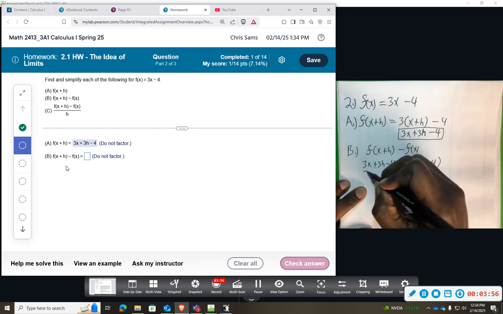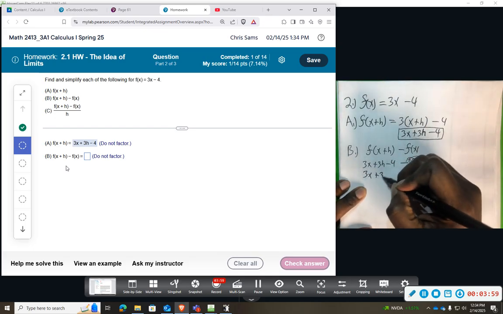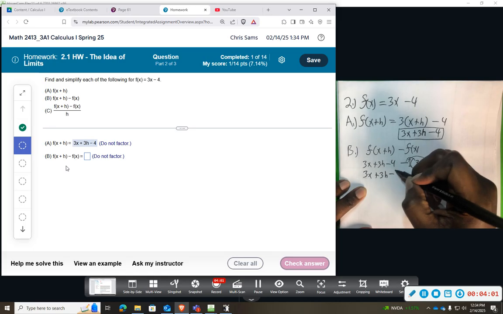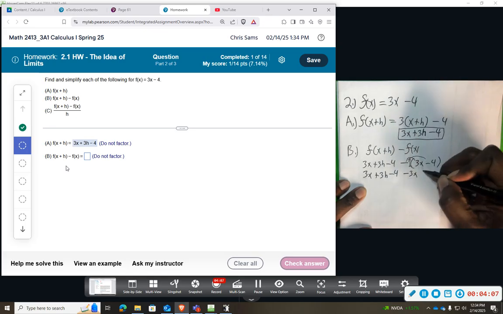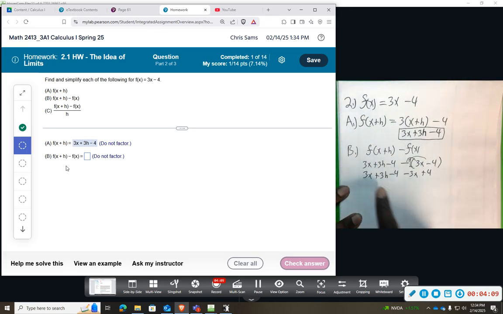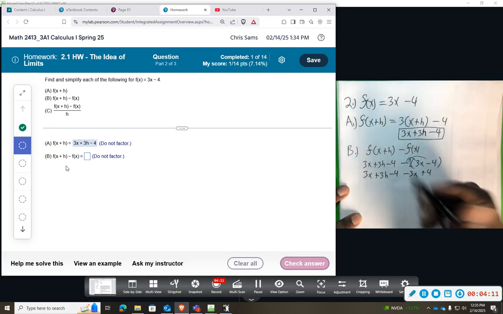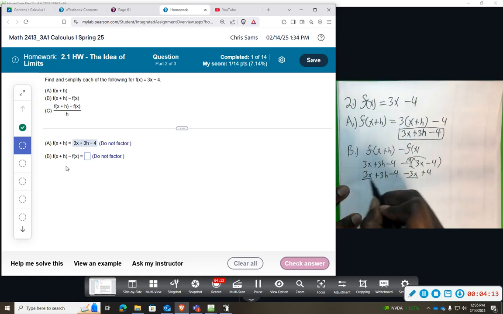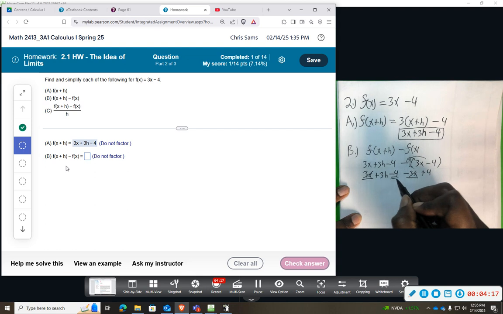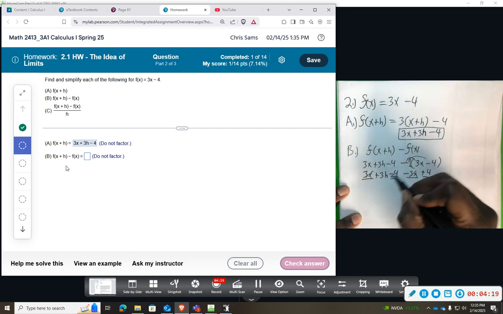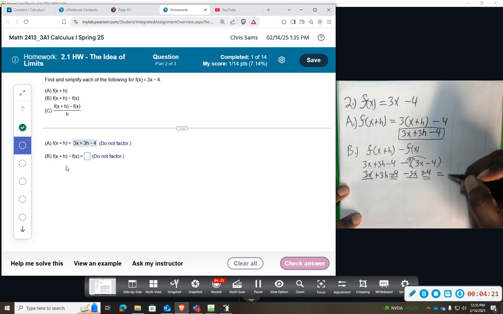So that's going to give us 3x plus 3h minus 4, and then a minus 3x, and then negative times a negative will be plus 4. And what happens is you have a minus 3x and a positive 3x. They will cancel each other. You have a minus 4 and a positive 4. They will also cancel each other, and you're left with 3h.